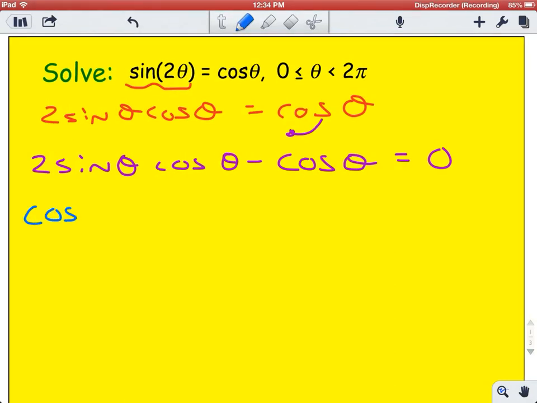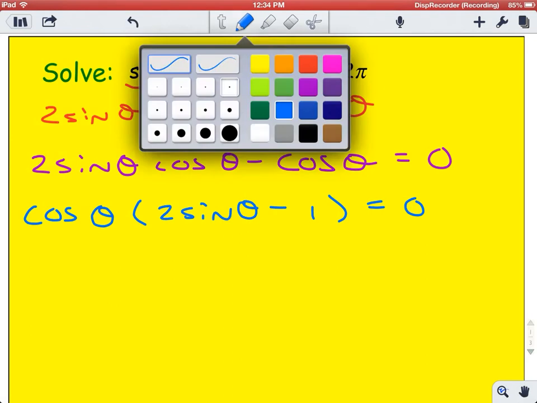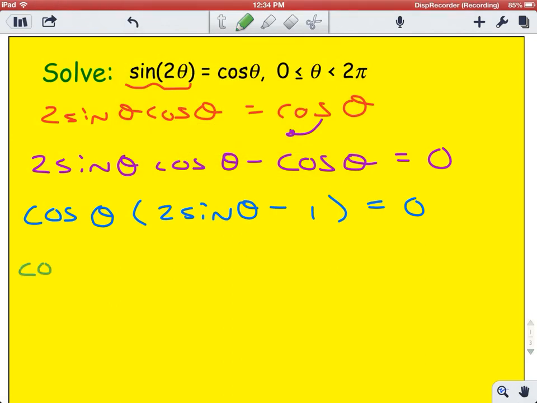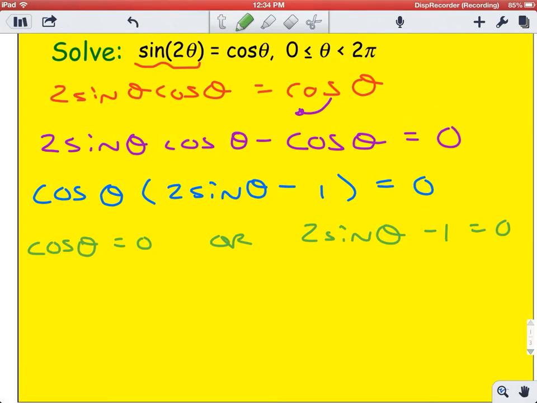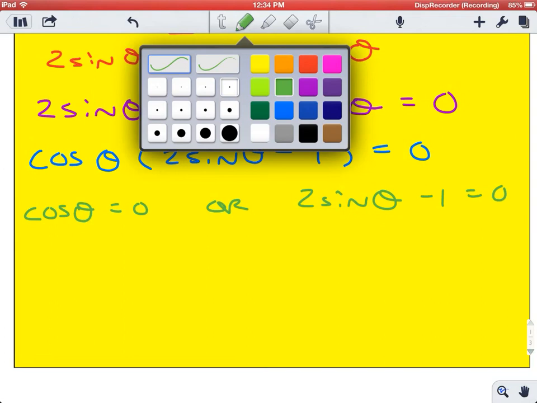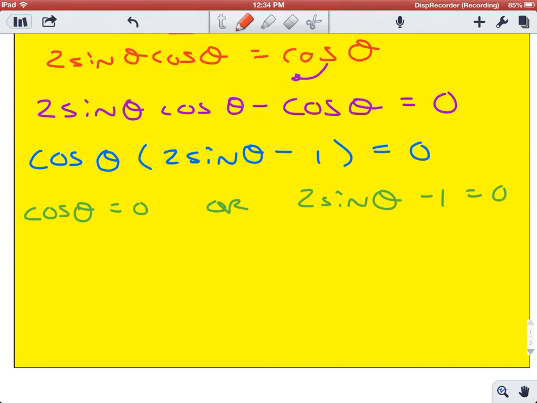So you go cosine theta, and then that's 2 sine theta minus 1 equals 0. And so now we can set each one of these equal to 0. And so if you had just crossed off that cosine in the beginning, like I showed you not to do, you'd basically be missing some answers. You just wouldn't get some of the answers, and you're going to see how there are multiple answers to this problem. So sine of theta has to equal positive 1/2.